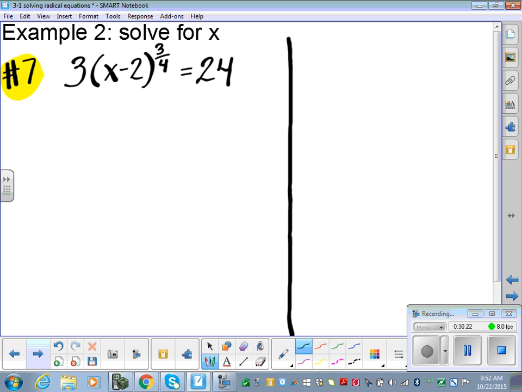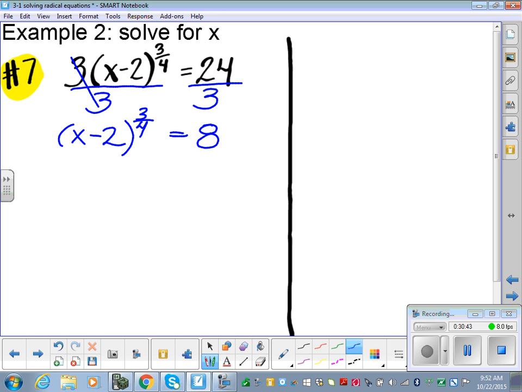So we have 3 times x minus 2 raised to the 3/4 power is equal to 24. The first thing we've got to do is isolate the radical. So I'm going to divide both sides by 3. That leaves me with x minus 2 raised to the 3/4 power is equal to 24 divided by 3, which is 8. So now we've isolated our radical. We've got to get rid of the radical. Since it's written as a rational exponent, we'll raise both sides to the reciprocal, which would be 4/3.